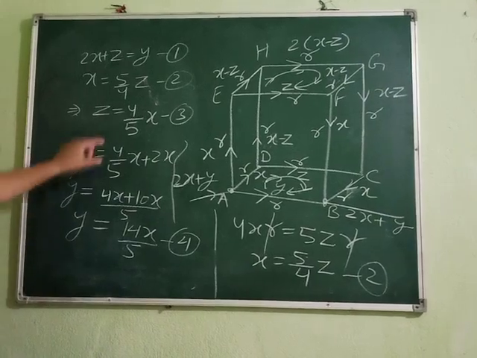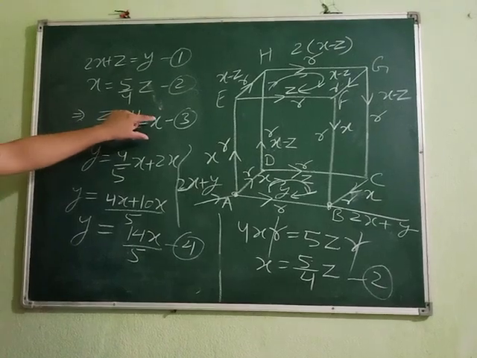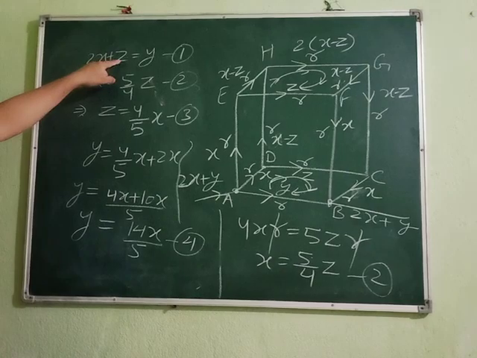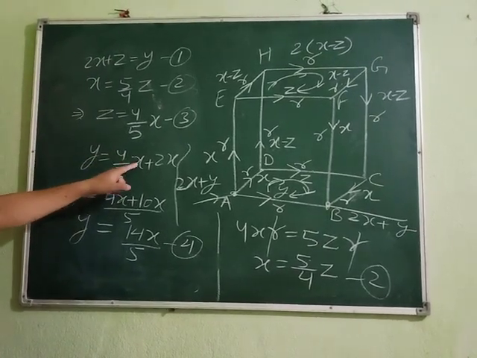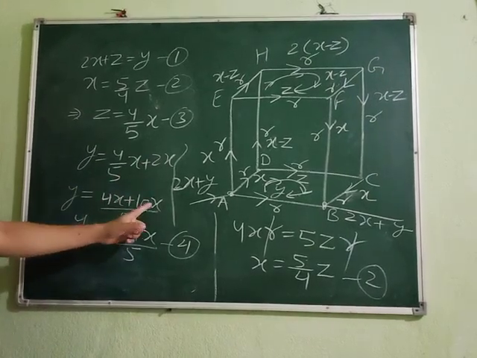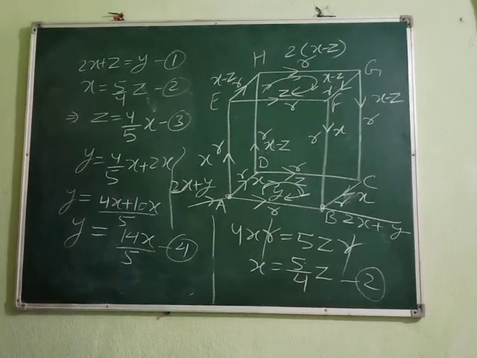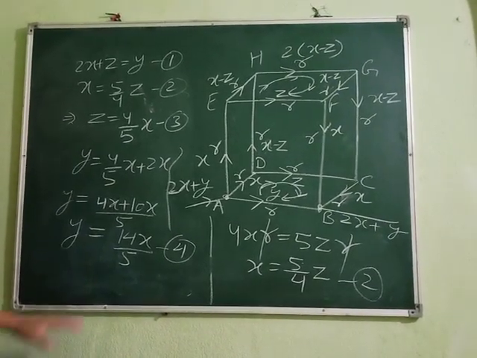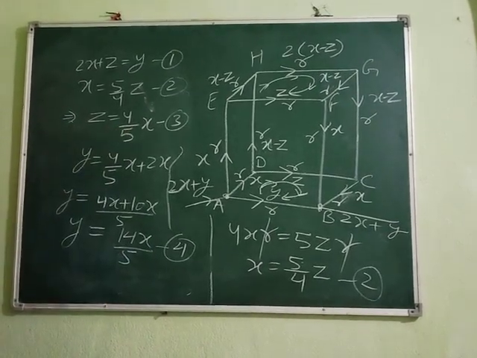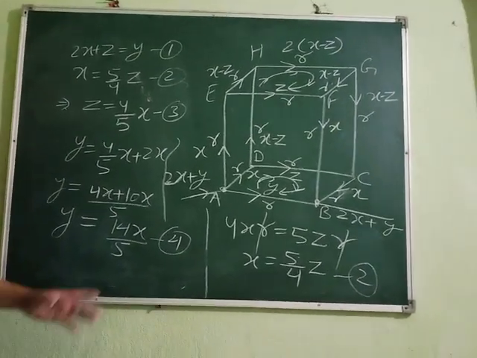Now, can we put this value of Z in equation 1? We can put it. If we put 4 by 5 X in the place of Z, we get Y is equal to 4 by 5 X plus 2X. Now we can take the LCM as 5, so 5 times 2X is 10X, so 4X plus 10X, that is 14X upon 5. That is the value of Y. So now we have the value of Y in terms of X as well as Z in terms of X. Very nice. So now we have done this much.